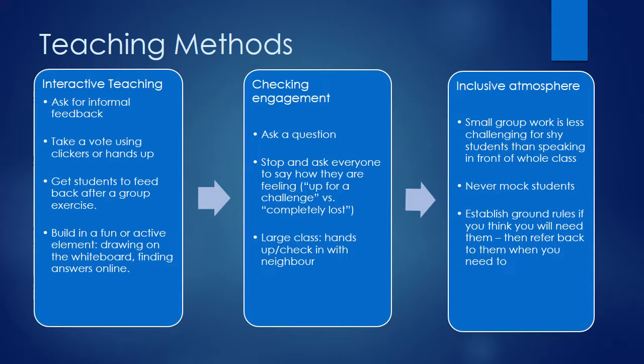So then when you need to discipline someone or tell them off, you can refer back to the rules of the whole class, so they're not just disobeying you, they're actually disobeying what their friends want to do, and they're making it harder for their friends to learn. So that's another way of creating an inclusive atmosphere while still maintaining discipline and respect.